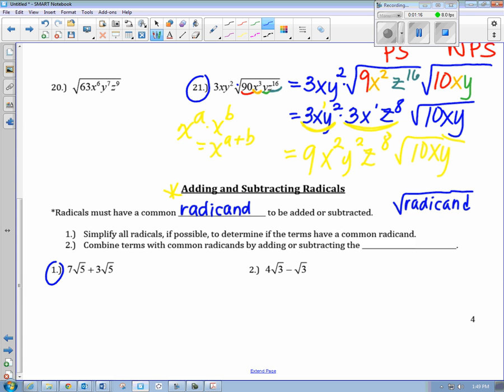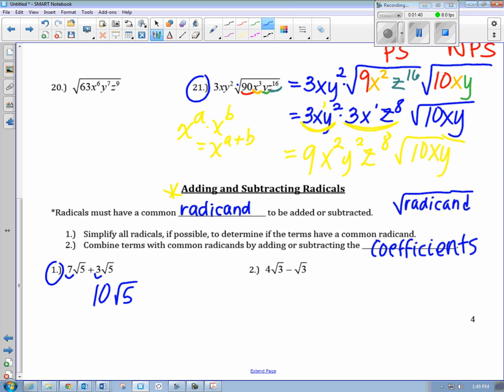I can skip step one and go right on to step two, which is to combine terms with common radicands by adding or subtracting the coefficients. And that's going to be what's in front of the radicals. So if I'm looking at this, in the first one I have 7 radical 5s and I add 3 more, that tells me that I have 10 radical 5s total.